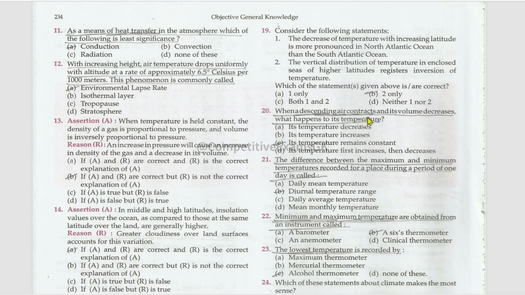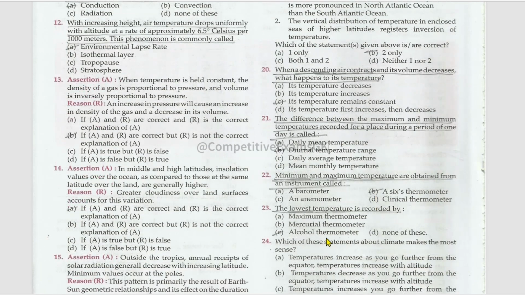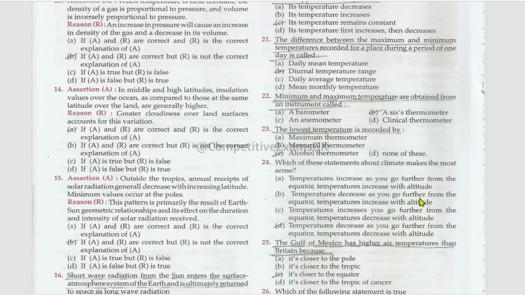When a descending air contracts and its volume decreases, what happens to its temperature? Its temperature remains constant. The difference between the maximum and minimum temperatures recorded for a place during a period of one day is called diurnal temperature range. Minimum and maximum temperature are obtained from an instrument called a Six's thermometer. The lowest temperature is recorded by alcohol thermometer.